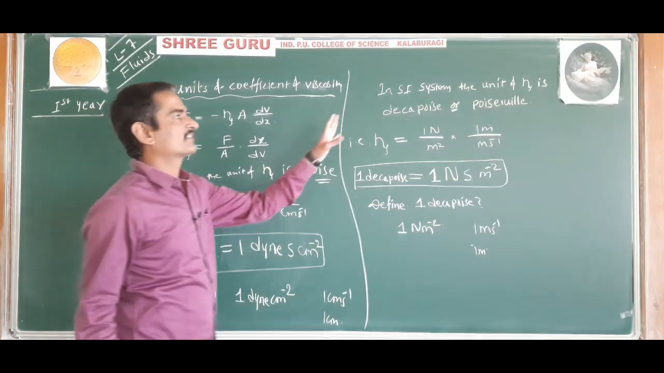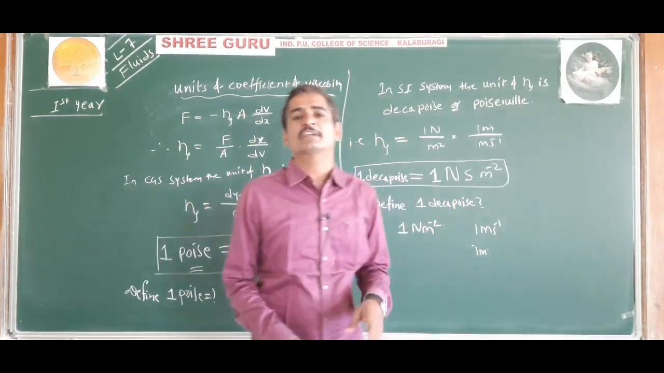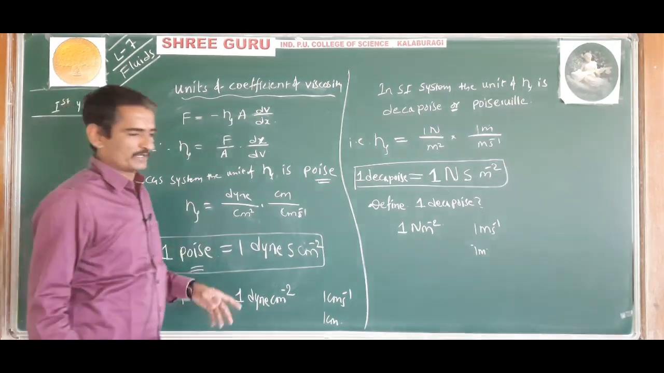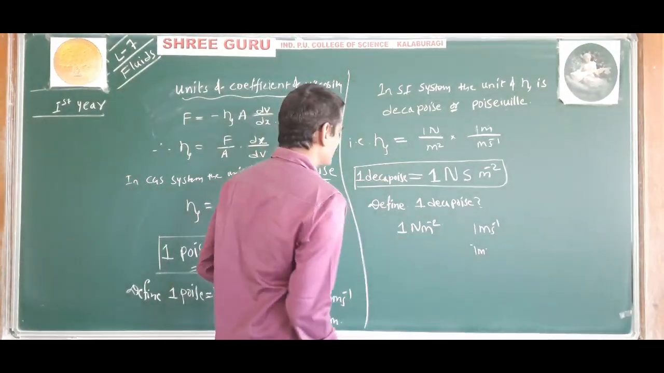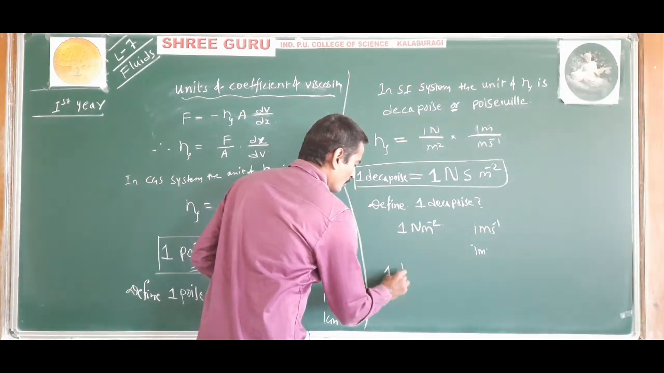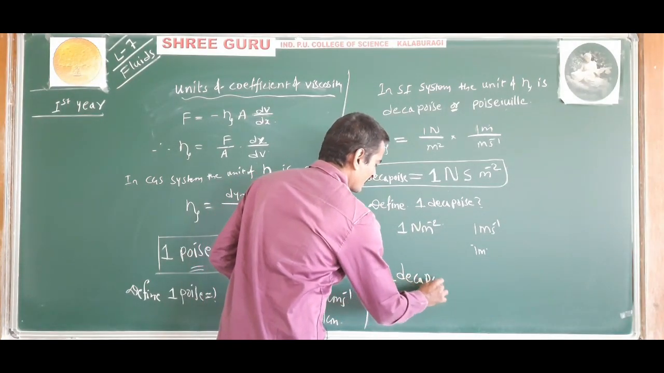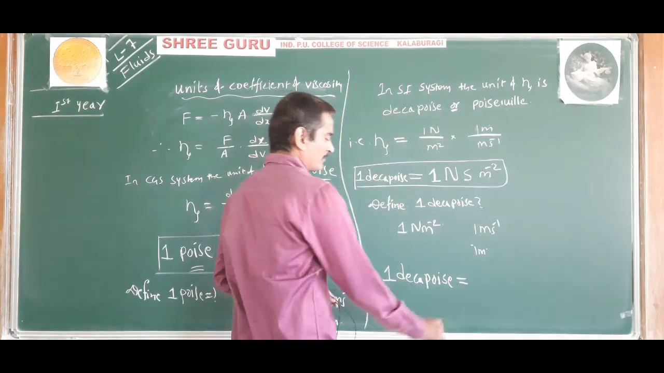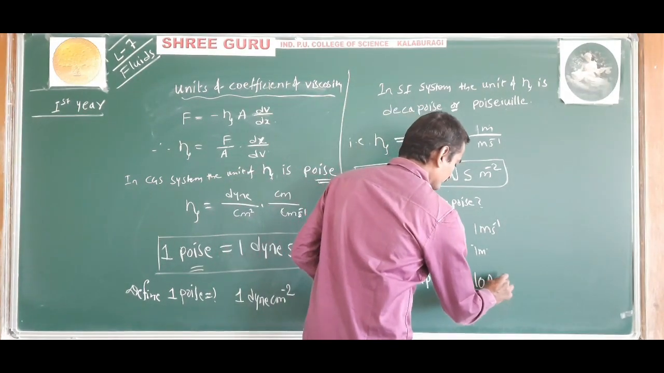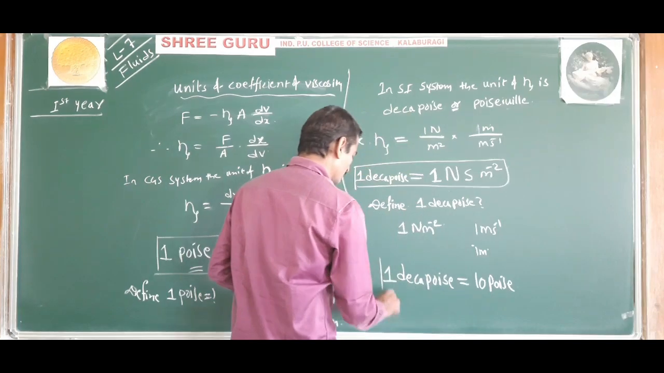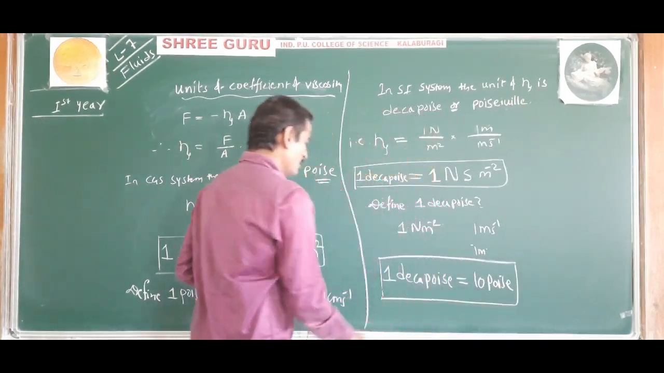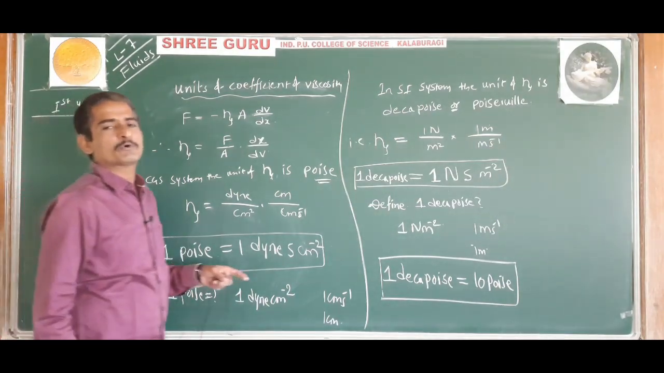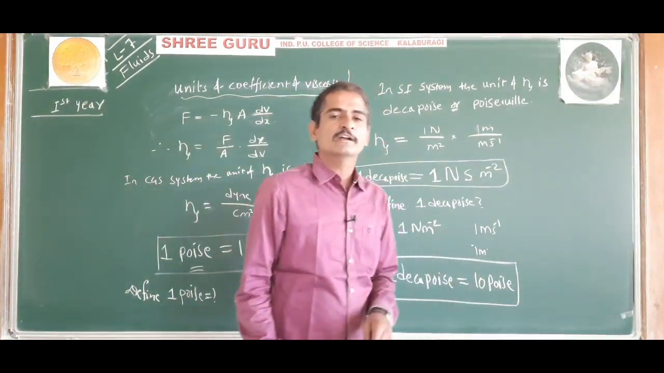Remember that the SI unit of coefficient of viscosity is Poiseuille, whereas the CGS unit of coefficient of viscosity is Poise. And now the relation between decapoise and poise: 1 decapoise is equal to 10 poise. Remember that 1 decapoise is equal to 10 poise.